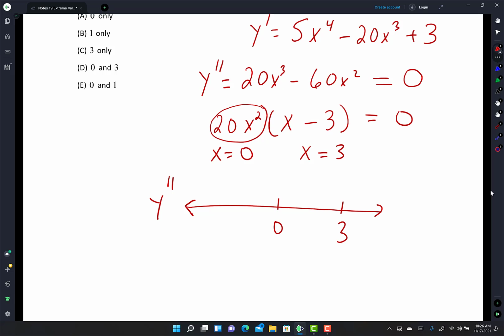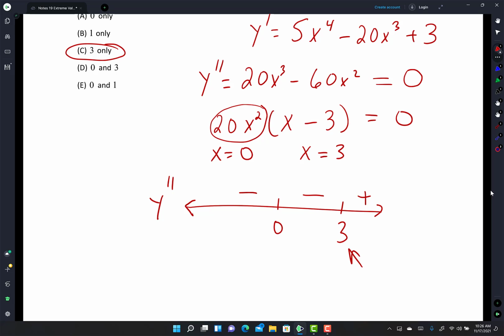If I plug in a 0 into x minus 3, that's a negative. Do you see that? If I plug in a 1 into x minus 3, that's still a negative. And I plug in a number bigger than 3, like a 5, it turns into a positive. So how many points of inflection do I have? 1. Just 1. Where at? 3 only. 3 only. Do you see how we did it?